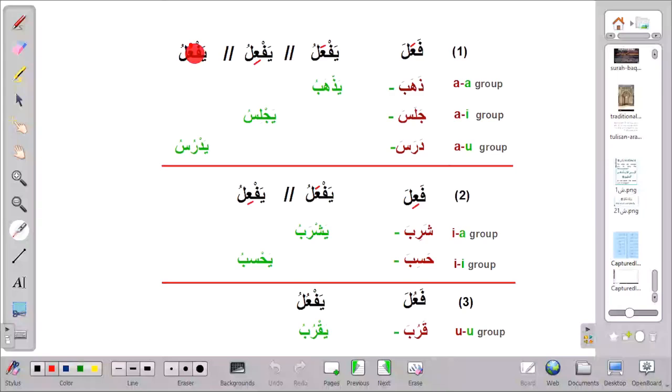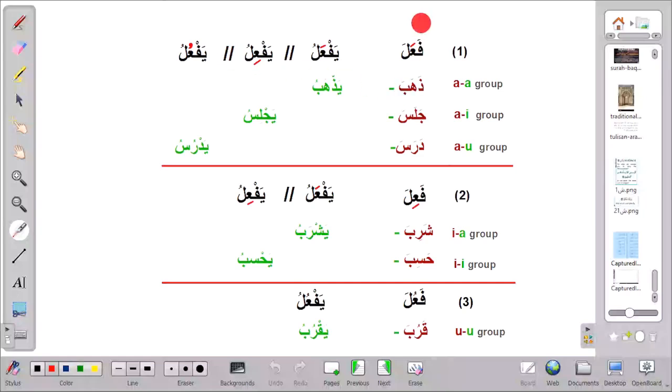Okay. So now, how do we know that? For example, if I say zahaba, how do you know that the mudore is yazhabu, but not yazhibu or yazhubu? How do you know which one of these three possibilities it falls under? As I said, there is no specific pattern for that.